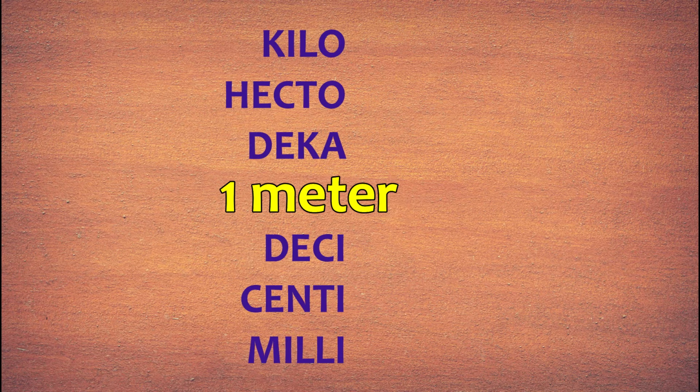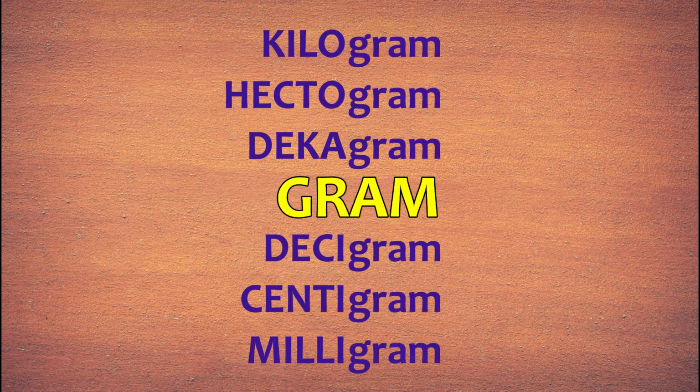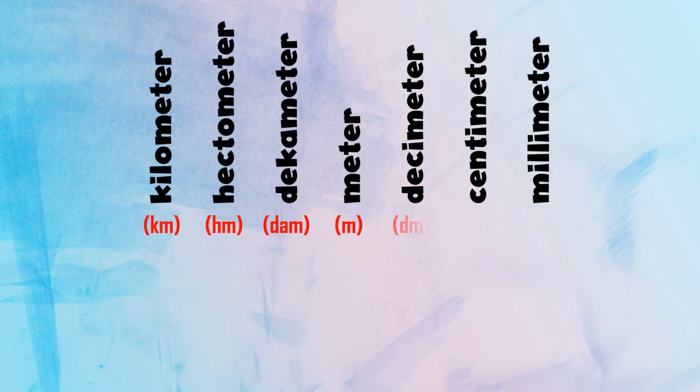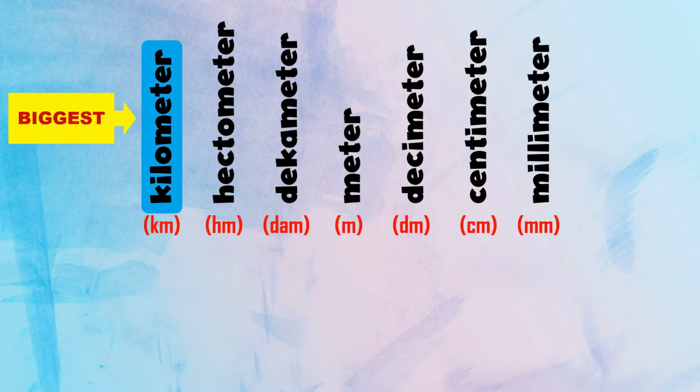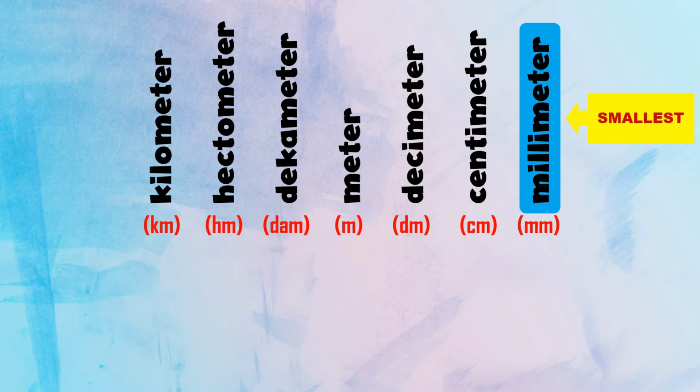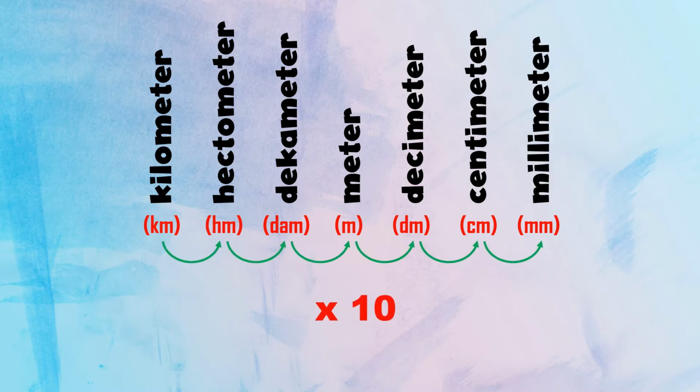This pattern can also be used for mass, which has the base unit of gram, and for capacity, which has the base unit of liter. So why does the metric system make converting between units easier? Well, look at the pattern we get if we put these units in order with the biggest unit on the left, which is kilometer, and the smallest unit on the right, which is millimeter. Each unit is 10 times bigger than the unit on its right, and 10 times smaller than the unit on its left.